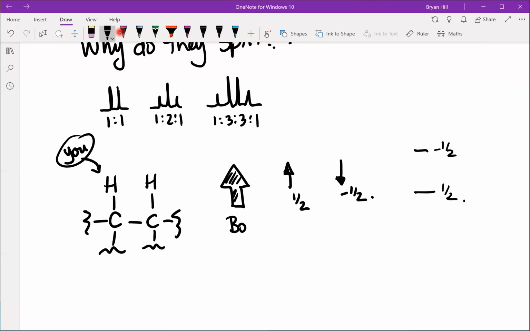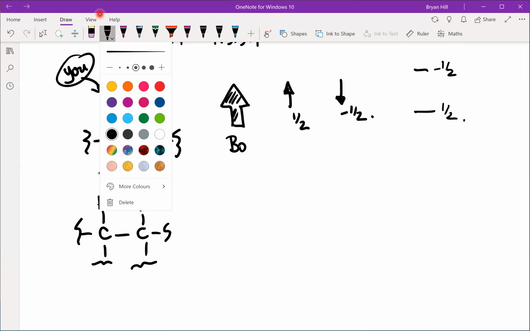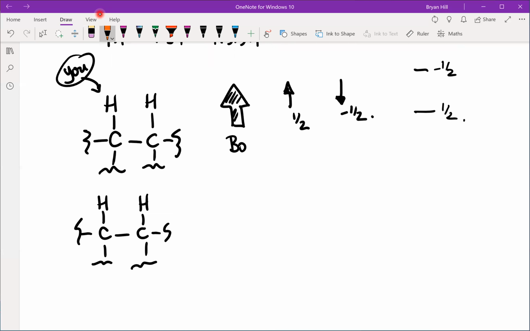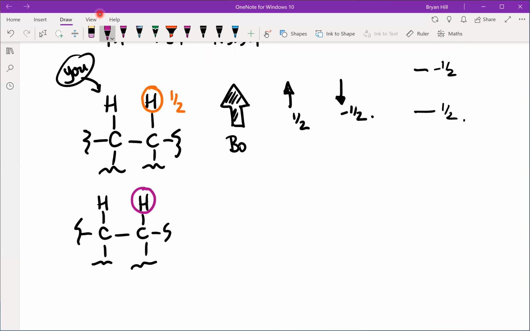Okay, so this is you, and you're placed in the magnetic field, and you've got a neighbor. There's basically 2 different scenarios that are going to transpire here. We're going to keep you constant. But in one reality, this proton here is aligned with the field, so it's at +1/2. In the parallel reality, the proton next to you is opposed to the field, so it's at -1/2.